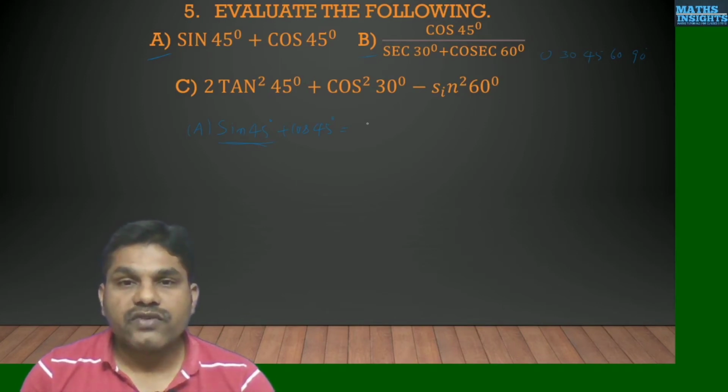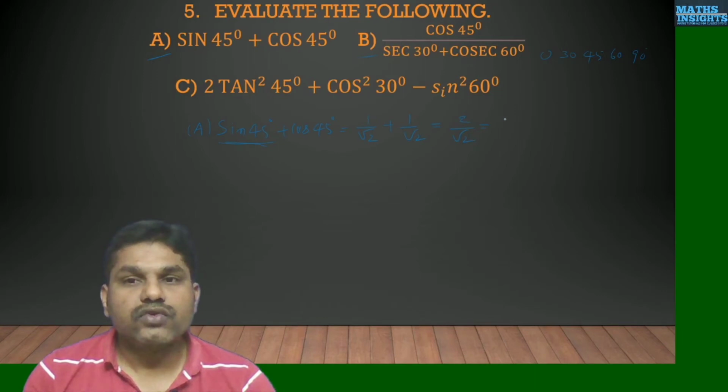Sin 45, it's very clear from the table, that is 1 by root 2, plus cos 45, again 1 by root 2. Sin 45 is equals to cos 45. See, if you take this one, 2 by root 2. 2 by root 2 is equals to, you can write 2 as root 2 into root 2. Why? Because root 2 into root 2 is 2. So root 2 cancels, and this will become root 2.